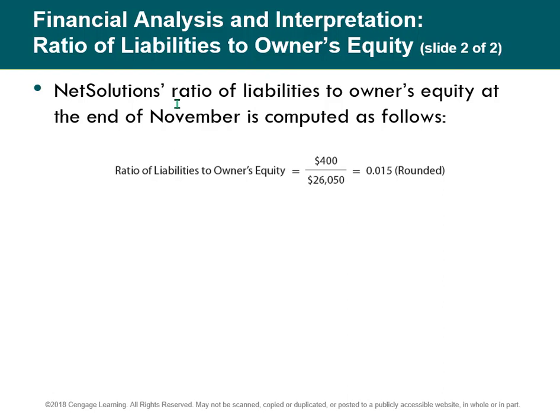So for Net Solutions, the ratio of liabilities to owner's equity at the end of November: we had liabilities of $400 and owner's equity of $26,050. So we had 1.5 cents of liabilities for every dollar of equity that we had. So the risk was very low.